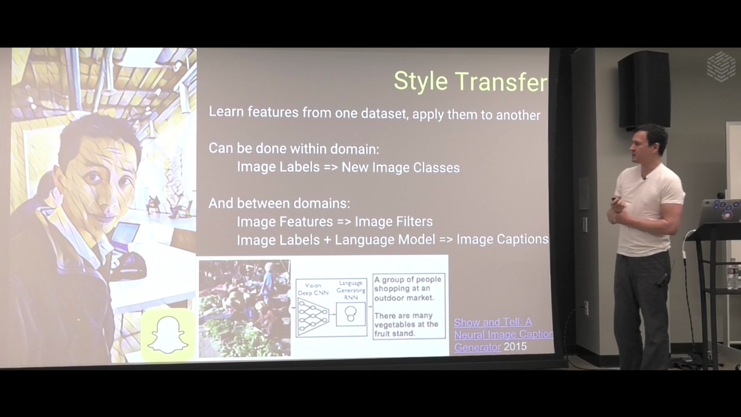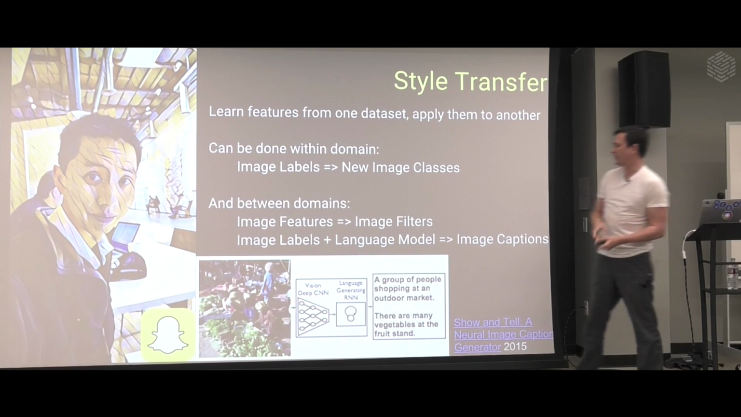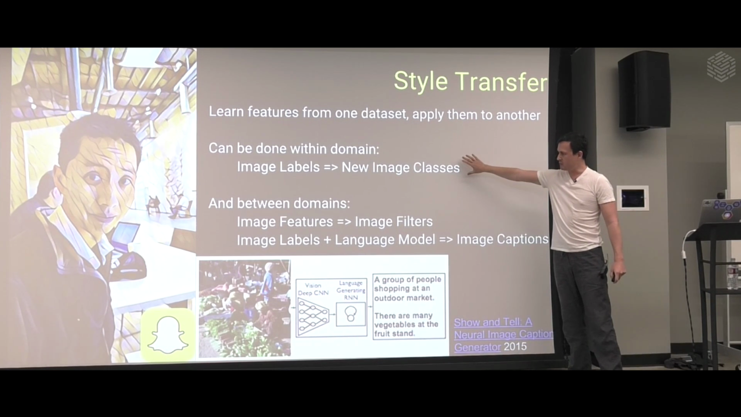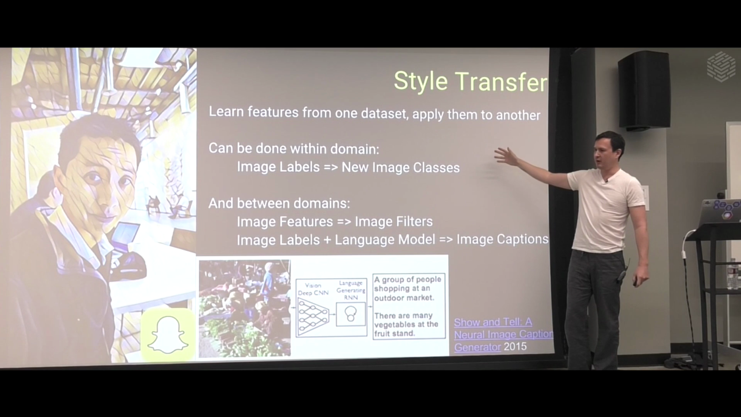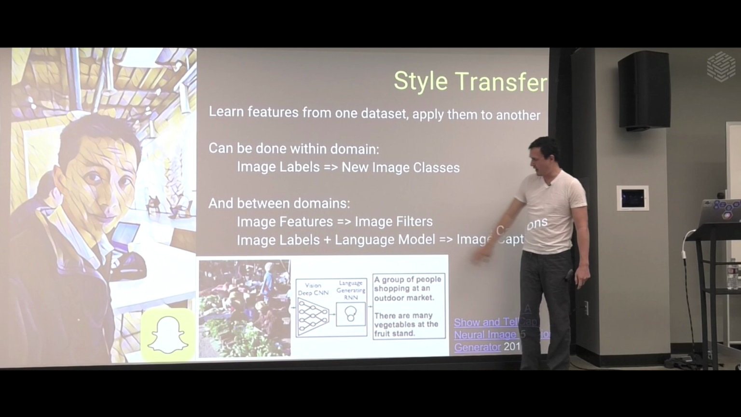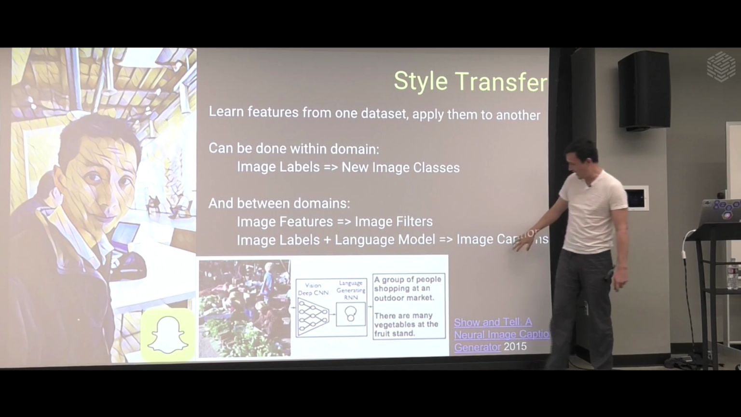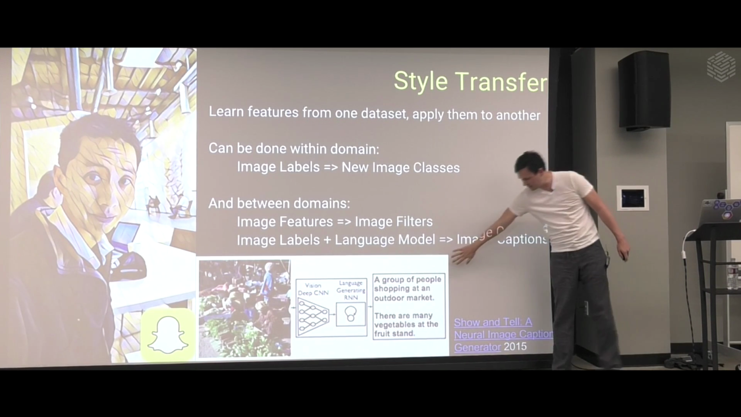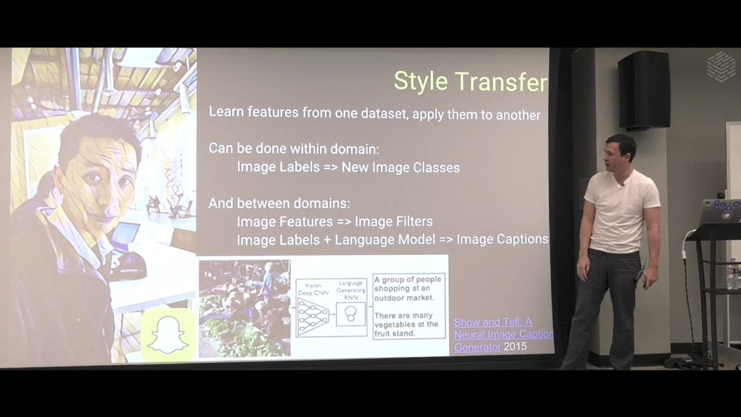Here's another example of transfer learning. It's not just from image labels to image labels. We can also move the learning between different modalities. So for example, you could take some labels that you had learned about and apply a language model to generate a caption for an image. And that's an example shown down here, another reference from Google 2015.